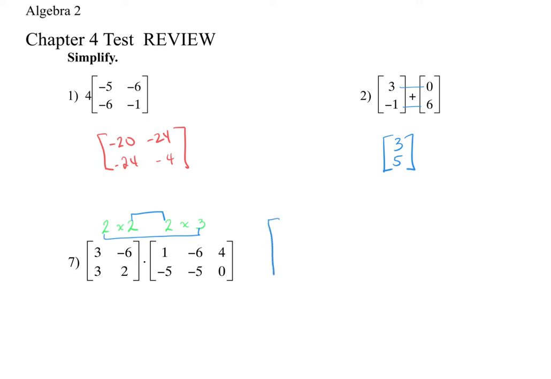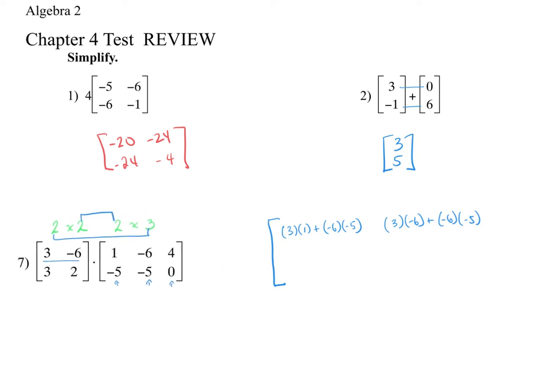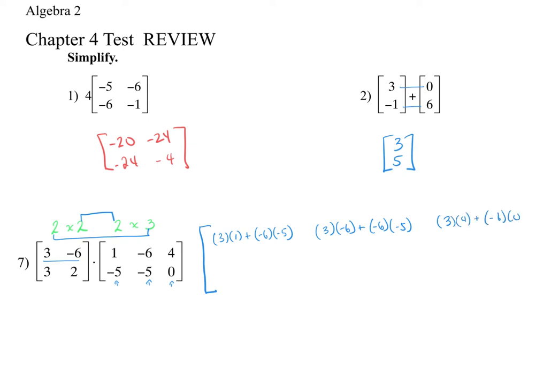And so to do your matrix multiplication, remember you're going to start with your first row and multiply by your first column. And so I'm going to say 3 times 1 plus negative 6 times negative 5. And that is my first one. Then I'm going to go on to my next one. 3 times negative 6 plus negative 6 times negative 5. Then go on to the third one. And I'm going to say 3 times 4 plus negative 6 times 0. And I am done with my first row.